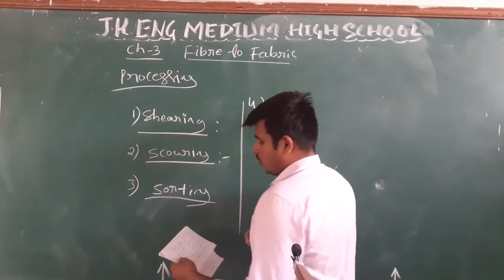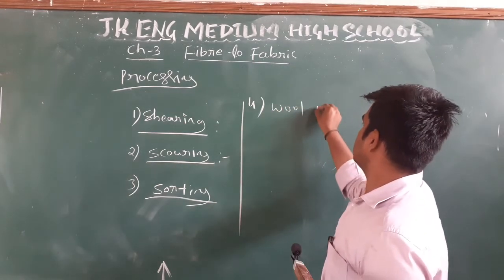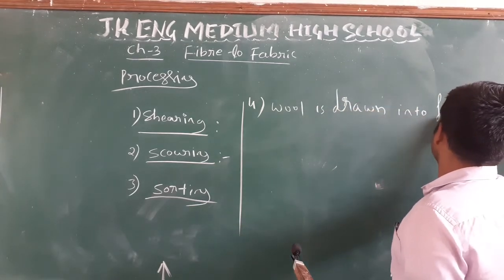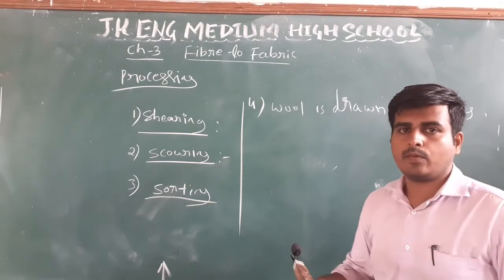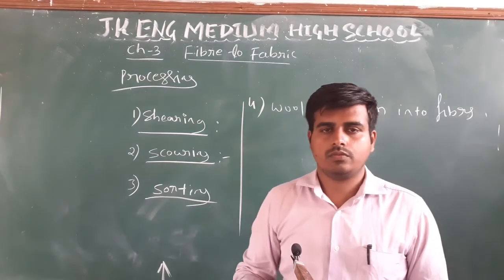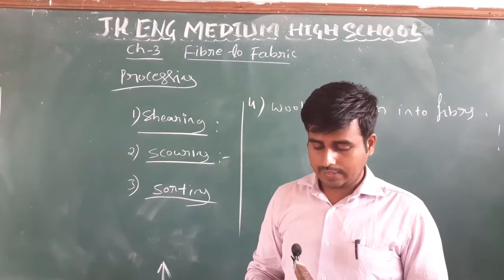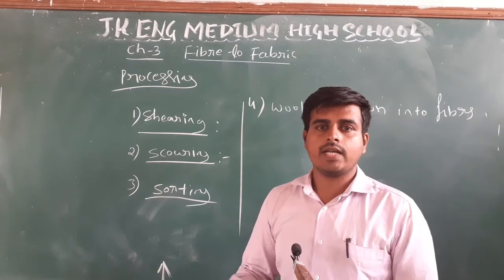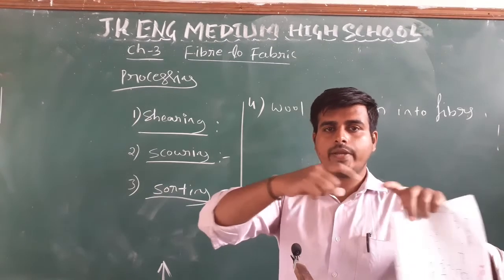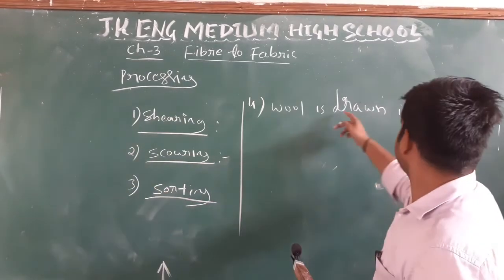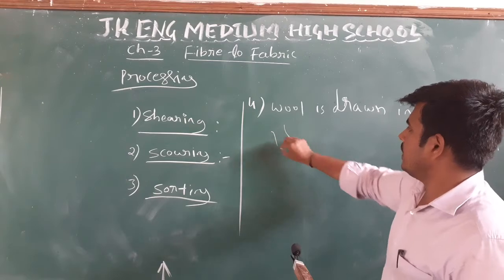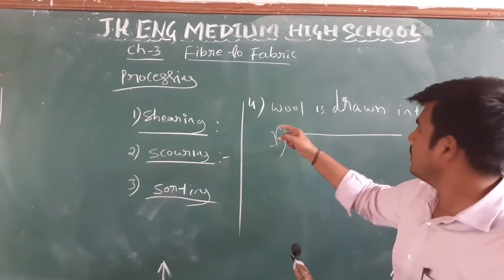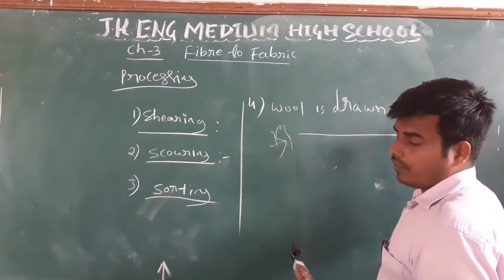Next comes the fourth step. Wool is drawn into fibers. A thread-like structure is formed by twisting them. Wools are twisted to make thread-like structures. Have you observed how cotton balls are made into thread? That process is known as drawing into fibers. Wool is there. By twisting the hairs, if you make a thread-like substance, it is known as making wool into a fiber.